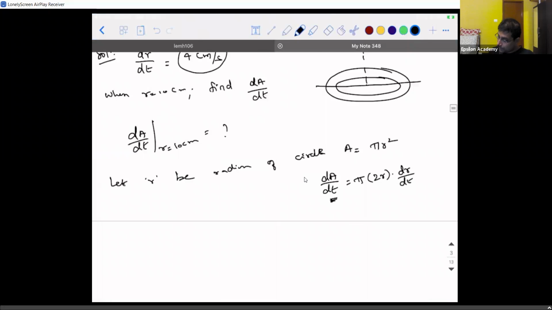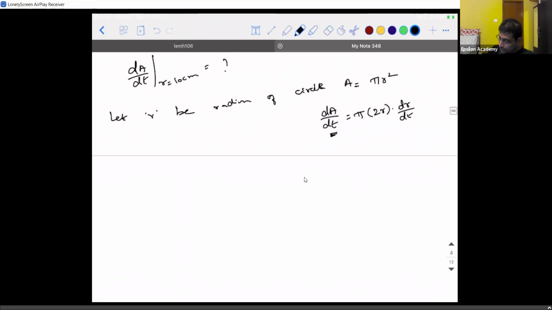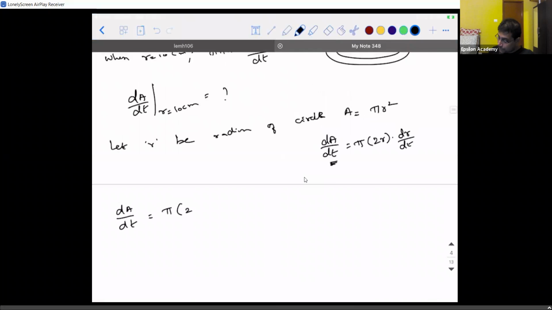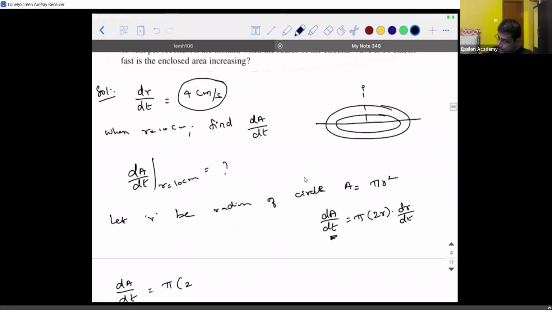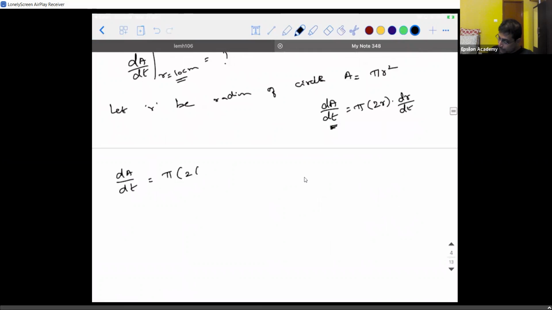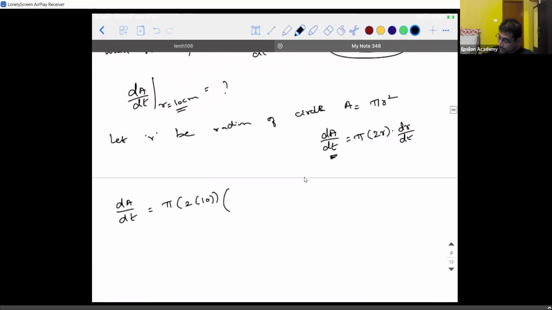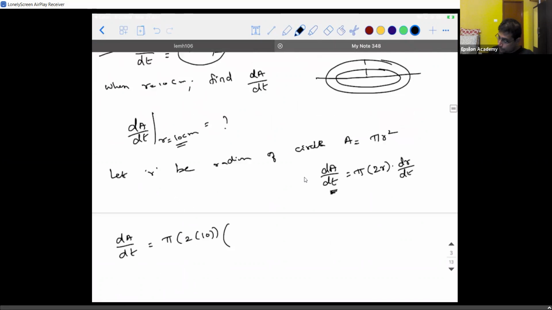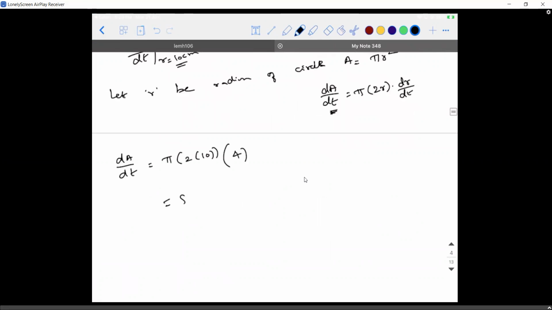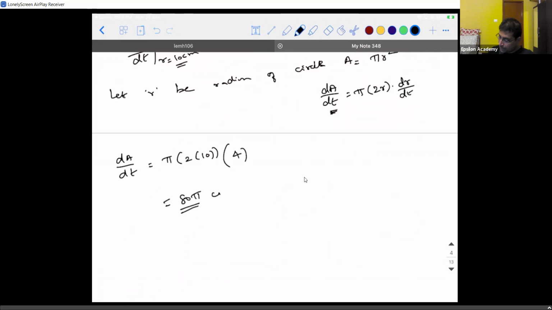Now listen. dA by dt is equal to pi into 2 into r, when the value of r is equal to 10 centimeter. So 2 into 10 into, what is the value of dr by dt, guys? It is 4 centimeter per second. So it is going to be 80 pi centimeter square per second. That is the answer.